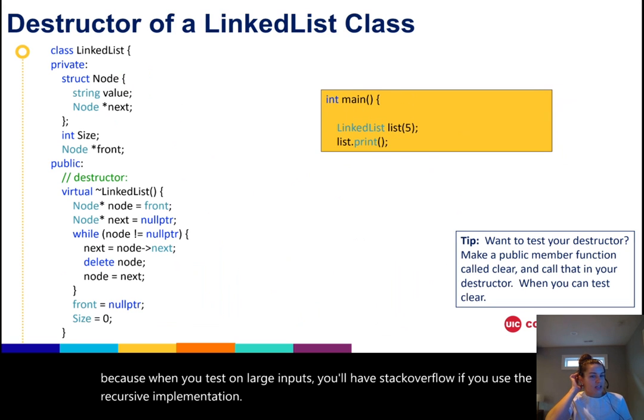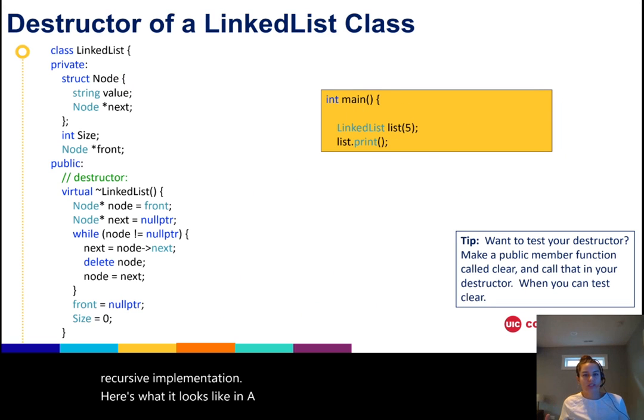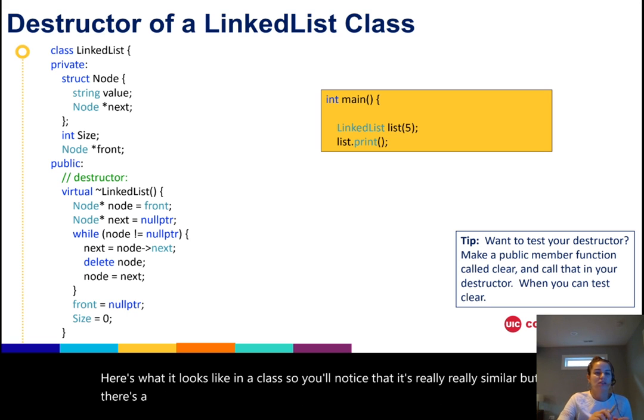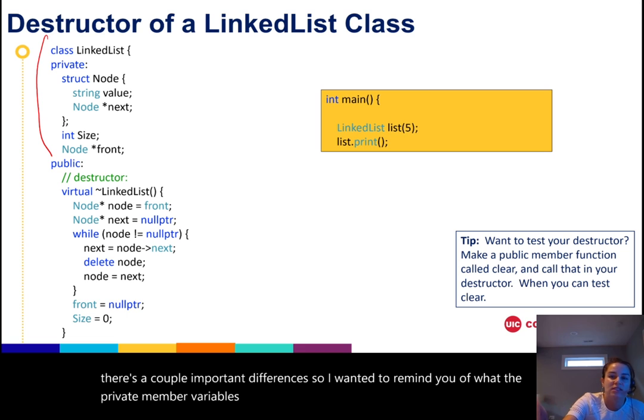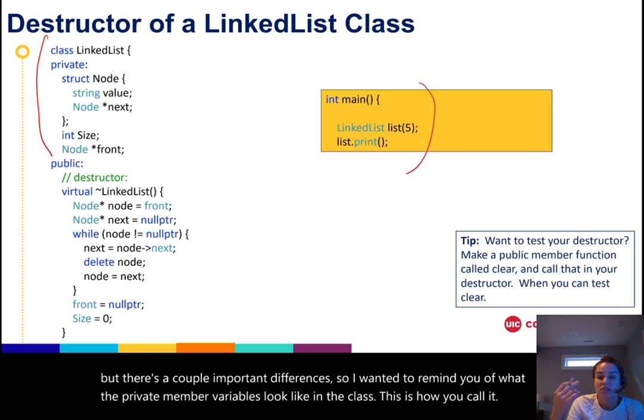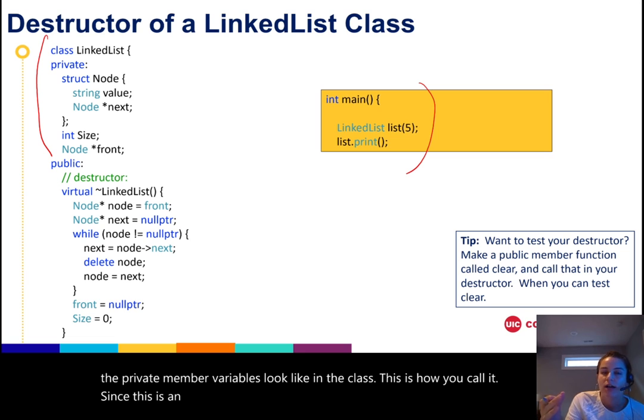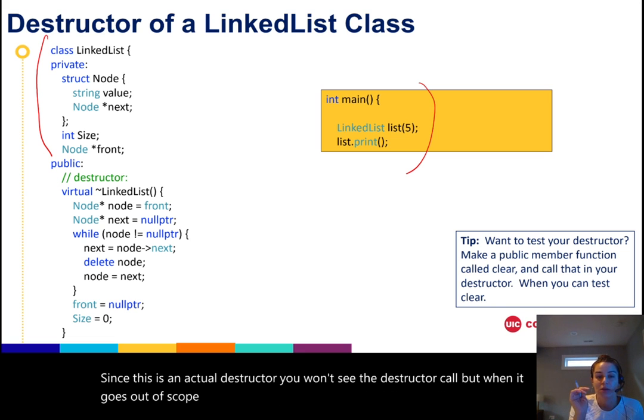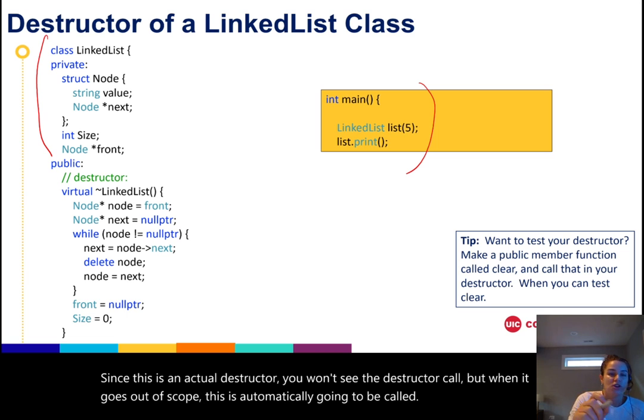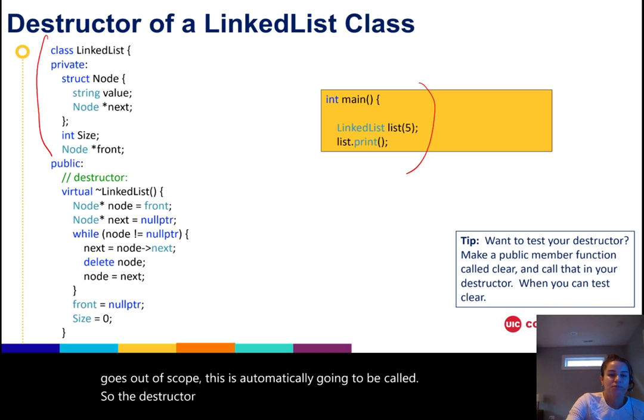Here's what it looks like in a class. So you'll notice that it's really, really similar, but there's a couple important differences. So I wanted to remind you of what the private member variables look like in the class. This is how you call it. Since this is an actual destructor, you won't see the destructor call, but when it goes out of scope, this is automatically going to be called.